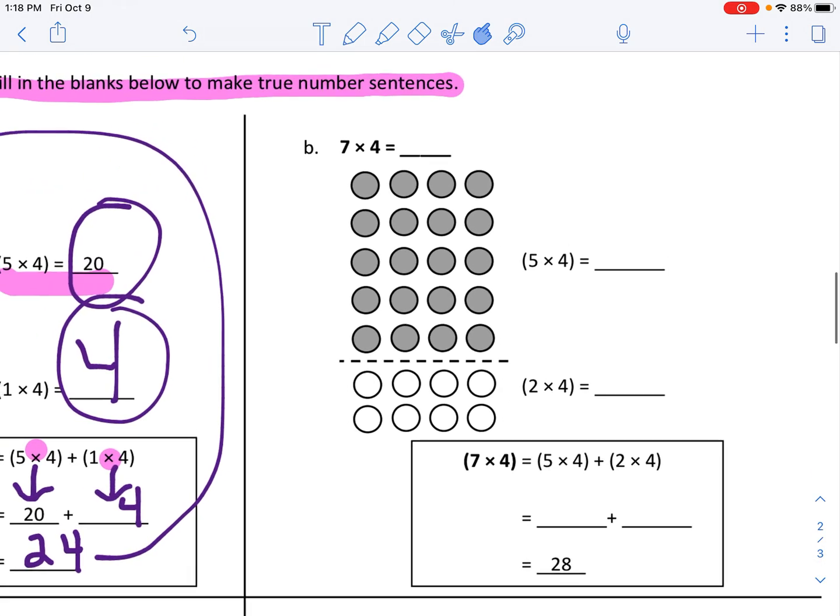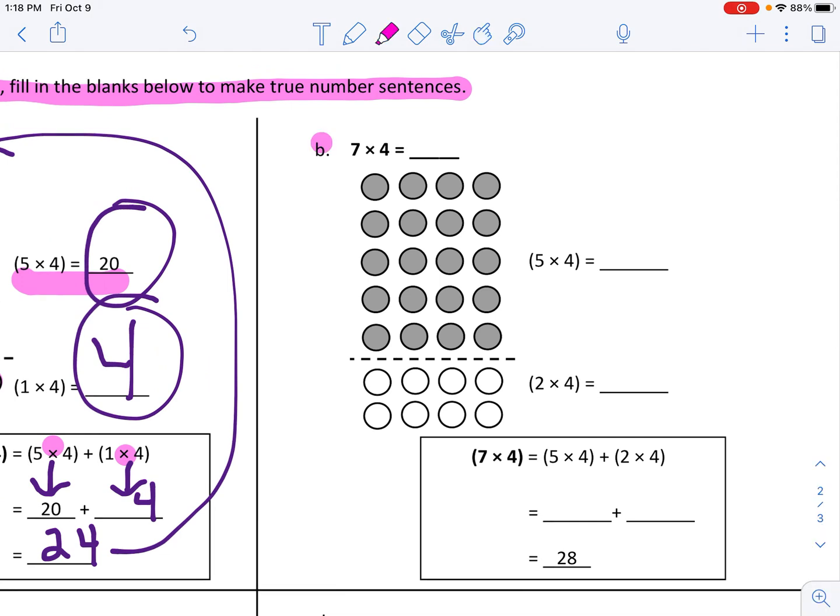All right, let's take a look at the second one. I have 7 times 4. I need to put an answer right here. I'm looking at my answer blanks. I got answers right there, right there, right there. So that's where I need to be making sure that I have answers.